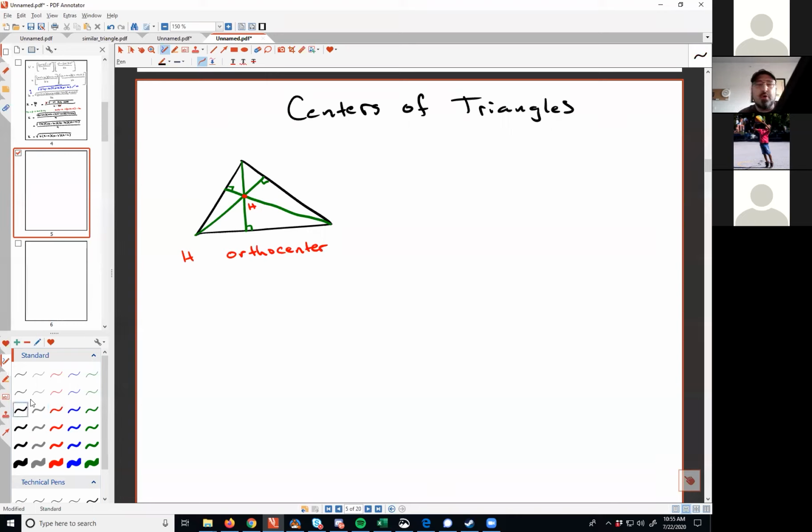By the way, have you heard of an orthodontist? Yeah, I use one. Your teeth are perpendicular to the top and bottom of your mouth. Ortho means perpendicular.